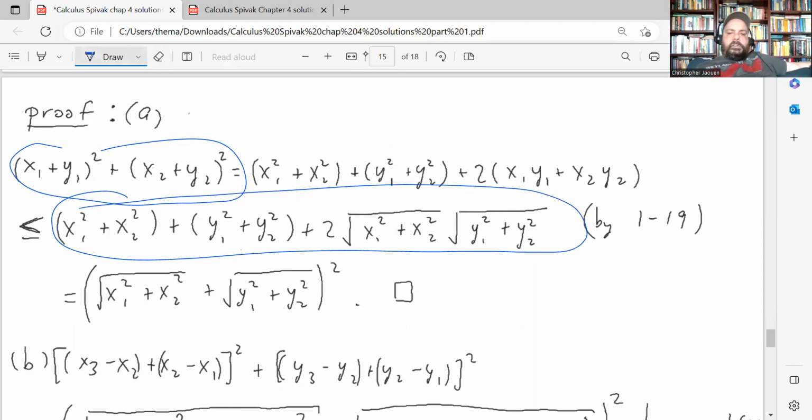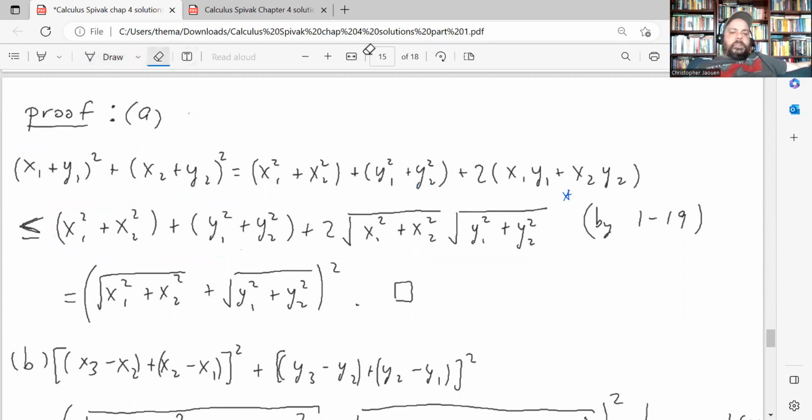And if you notice from this expression here, that's a perfect square trinomial. It's the square of this binomial, which is what we wanted on the right-hand side. So to get the inequality, you just take the square root of both sides of this inequality. The square root here cancels with the square, and you get the inequality that you want. All right.